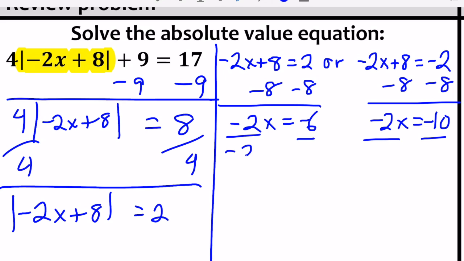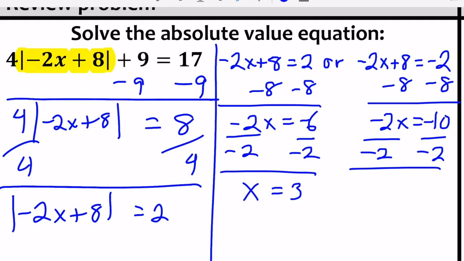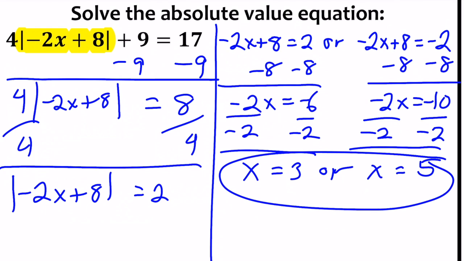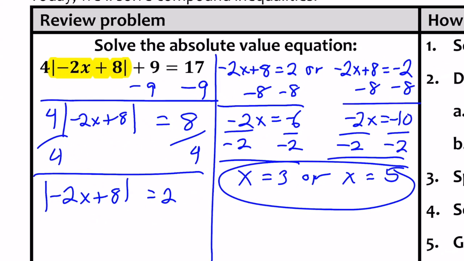We're going to go ahead and divide by the negative 2 that is multiplied times the x by both sides of both equations. And we end up with x equals 3. We bring down the word or, and then the other equation gets us x equals 5. So those two values, if you plug them in for x into our original equation, would make that absolute value equation true.